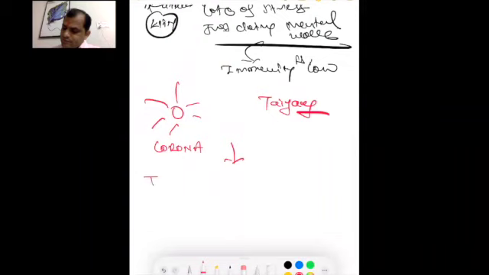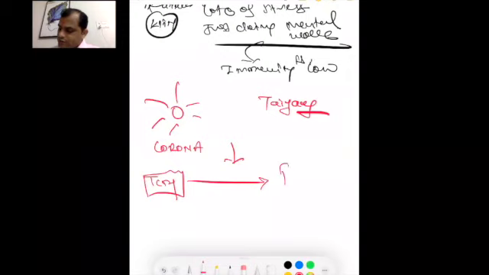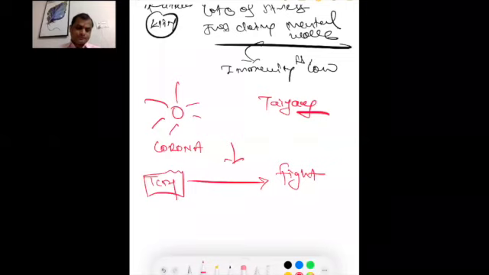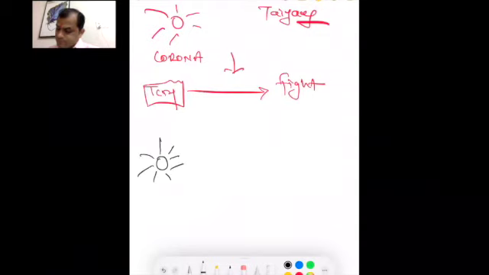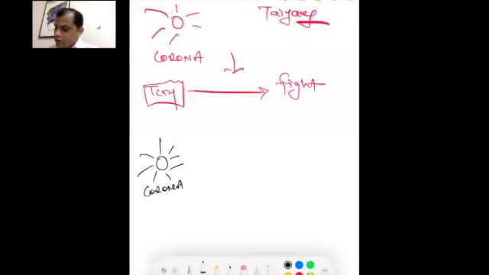As per the TCM, what do we call this fight? Because in the TCM, we are not saying that corona and Taiyang fight. In the TCM, we give some very beautiful names. So this is the corona attack.